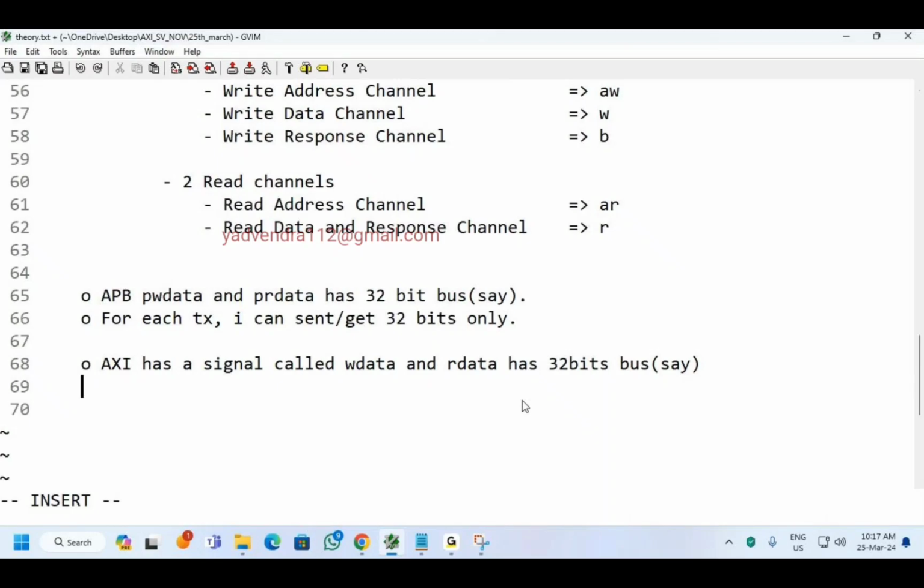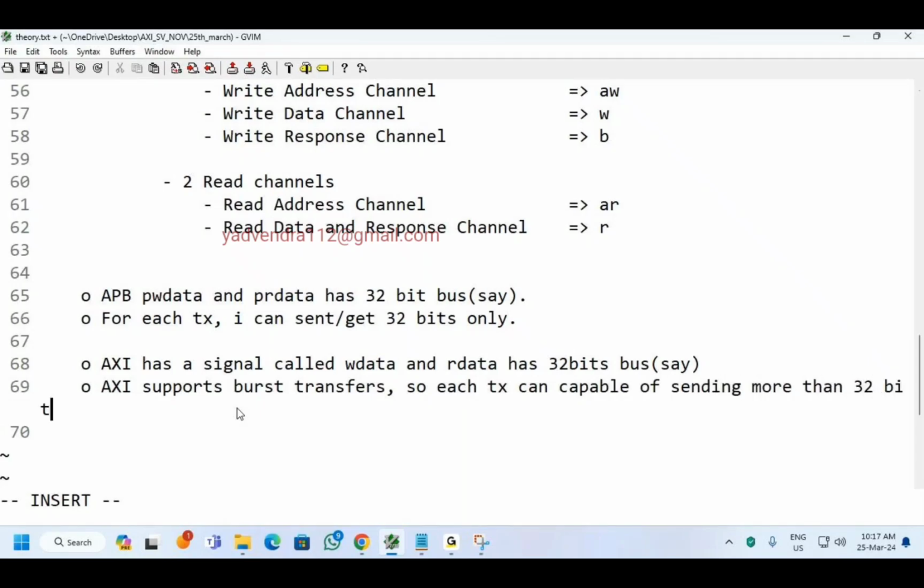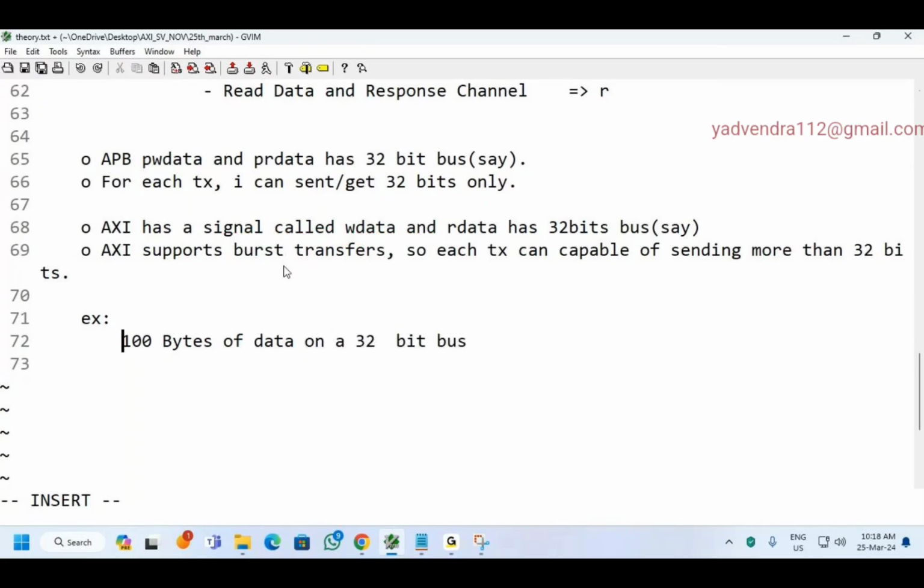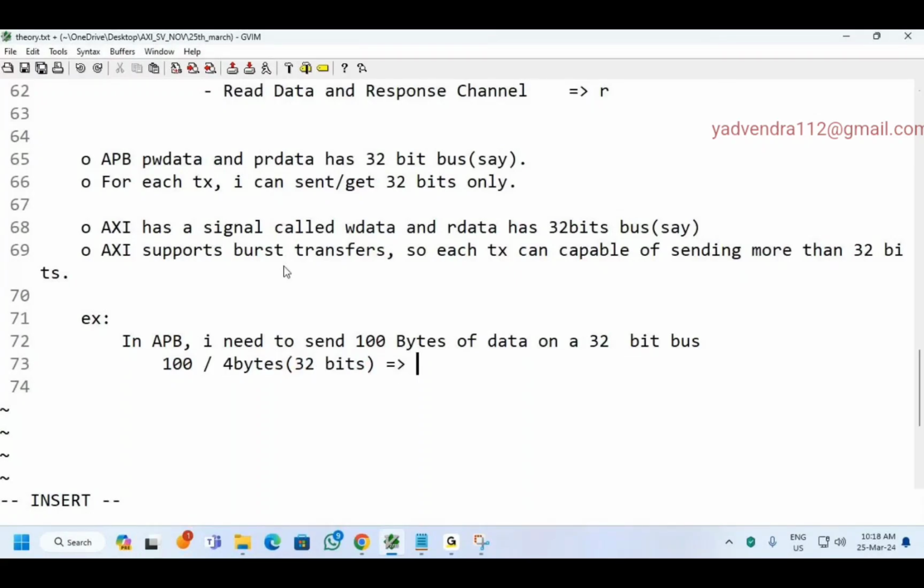Now here is where things deviate from APB. AXI supports bursts. So each transaction is capable of sending more than 32 bits. In the previous example with APB, I need to send 100 bytes of data on a 32 bit bus. So it requires 100 divided by 4 bytes, since 32 bits is 4 bytes. This results in 25 transactions.